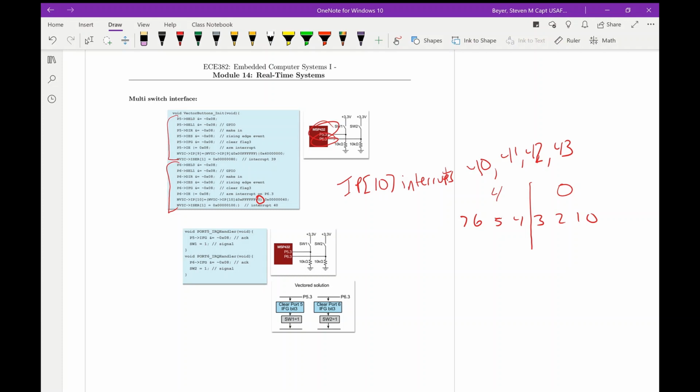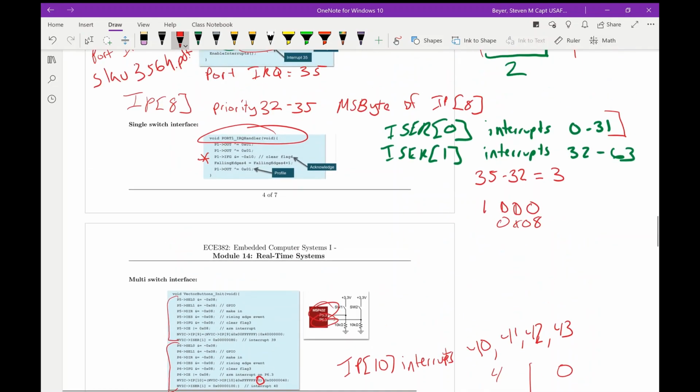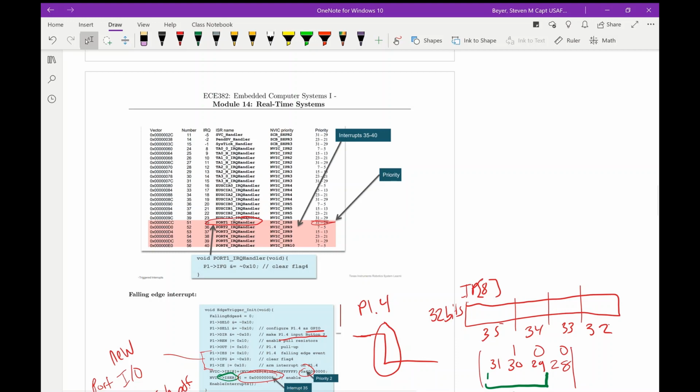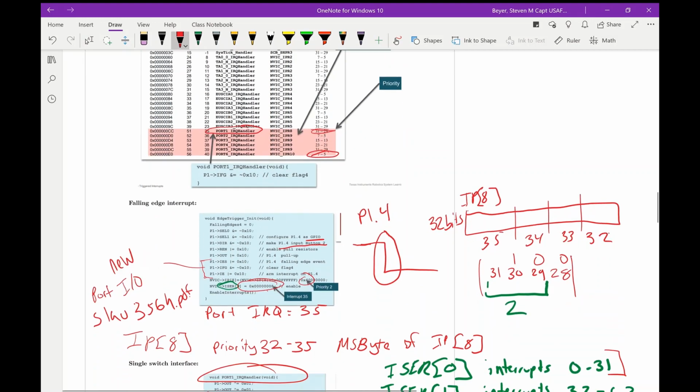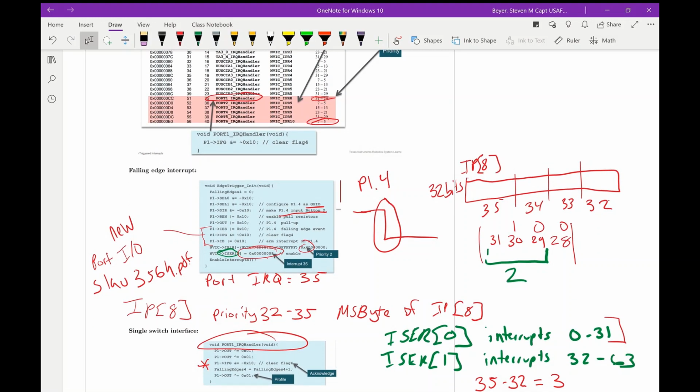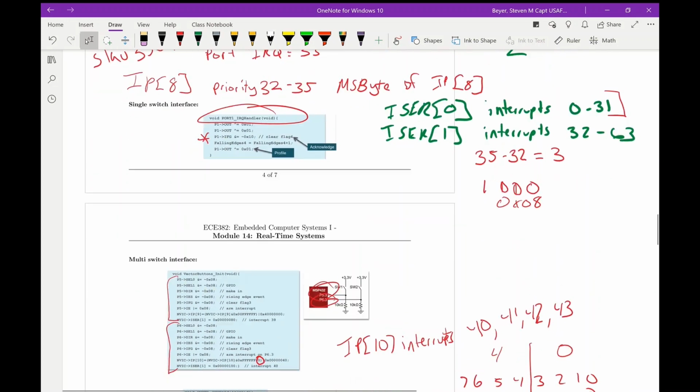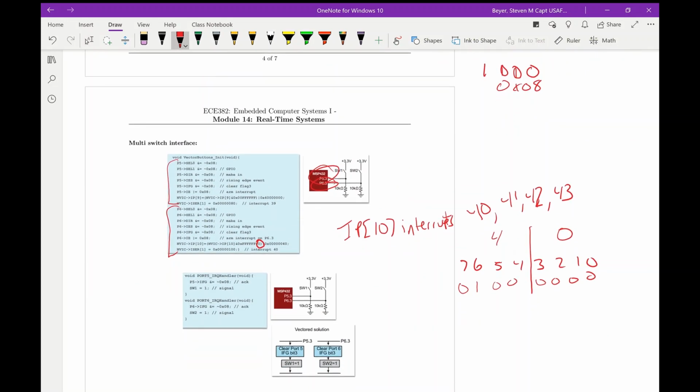40, it's going to set this guy here to 0, 1, 0, 0, 0, 0, 0, 0. And if we take a look at our controller here, bits 7 through 5 are where we find the priority of interrupt 40. So if I look at bits 7 through 5 here, I have a priority of 2 again.